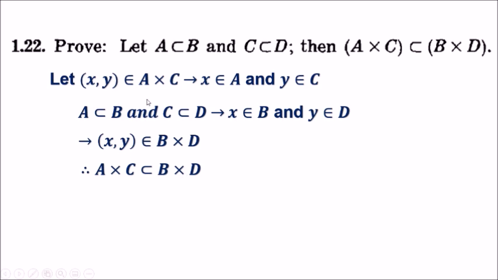Because in the first step we saw that XY is in A cross C, and then we proved that XY is also in B cross D. So therefore, A cross C is a subset of B cross D.